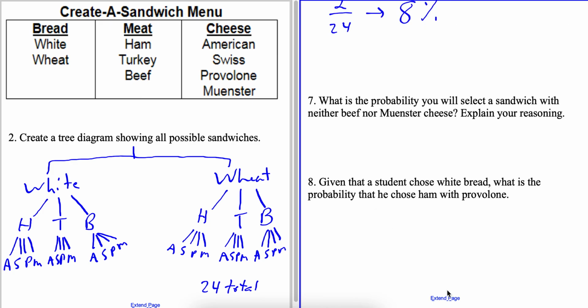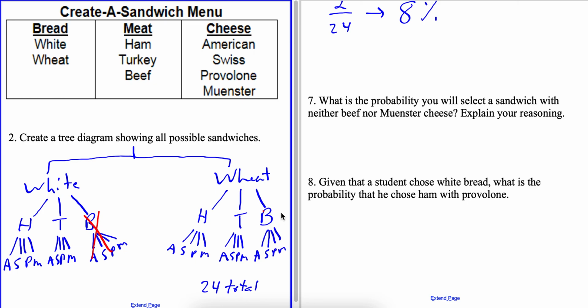Number 7. What is the probability you will select a sandwich with neither beef nor Munster cheese? Okay, so really all your beef sandwiches are out the window and your Munster cheeses are out the window. In fact, if we want to, we can go swish swash. We have to cross out our Munster cheeses. Boom, bam, bye-bye. So now we have 1, 2, 3, 4, 5, 6, 7, 8, 9, 10, 11, 12 of those.